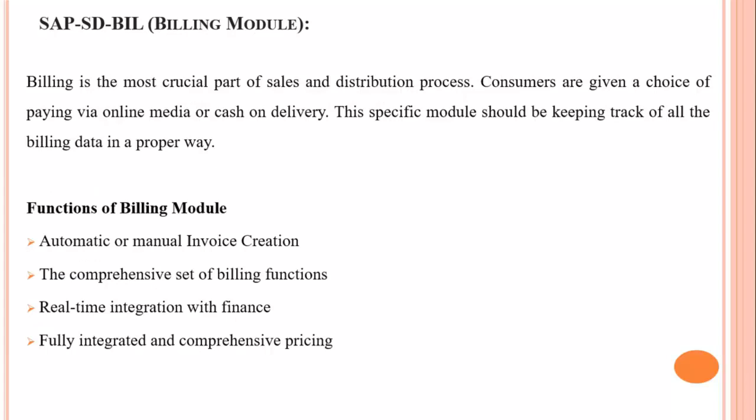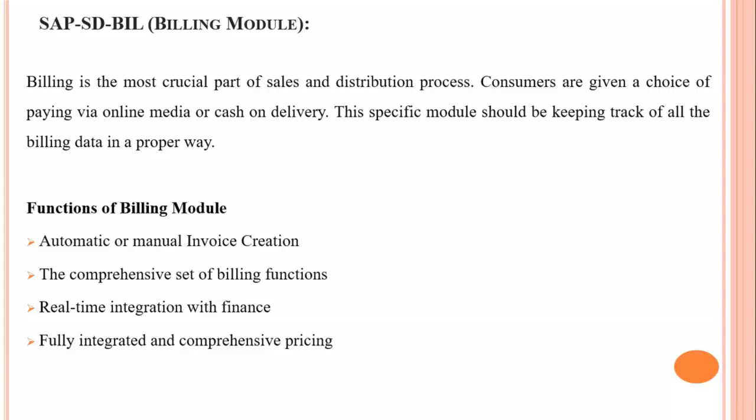Next is the billing module, which is called SAP SD BIL. BIL stands for billing. Billing is a crucial part of the sales and distribution process. Whenever you sell any product from your organization or company, billing is very important there. So you should provide the proper invoice to the customer. Consumers are given a choice of paying either via online media or cash on delivery. This module should keep track of all the billing data in the proper way. That means functions of the billing module: automatic or manual invoice creation.